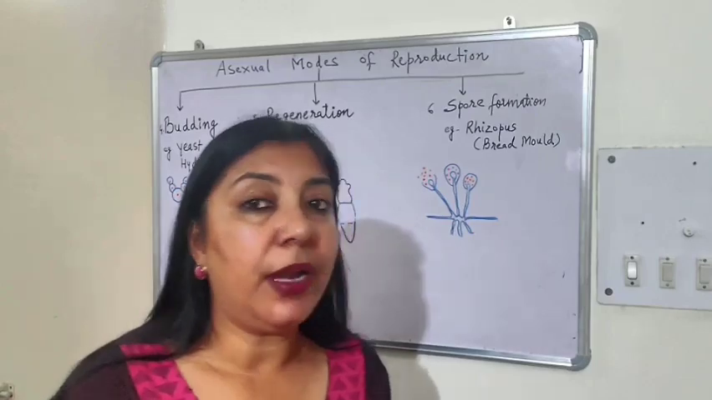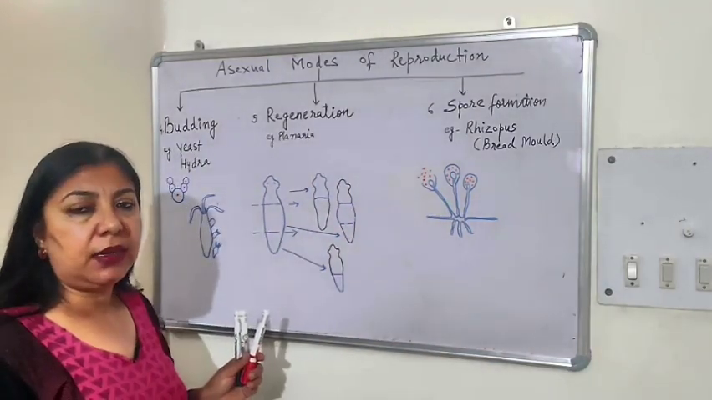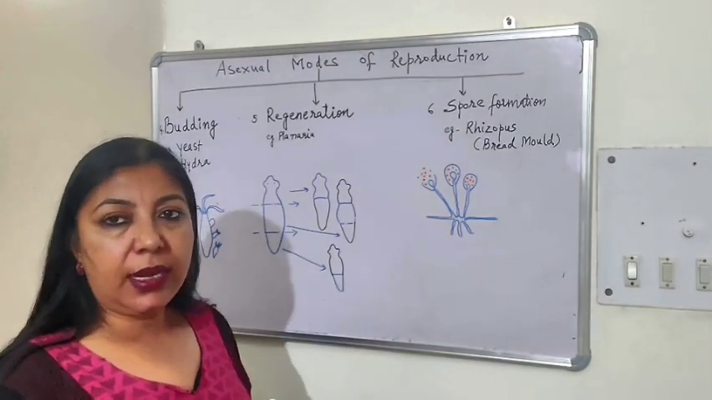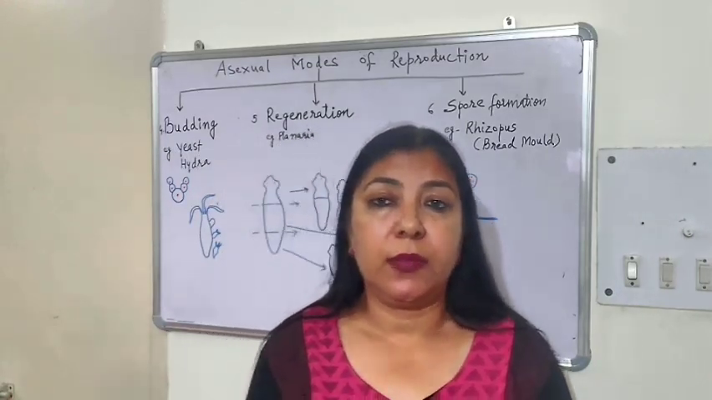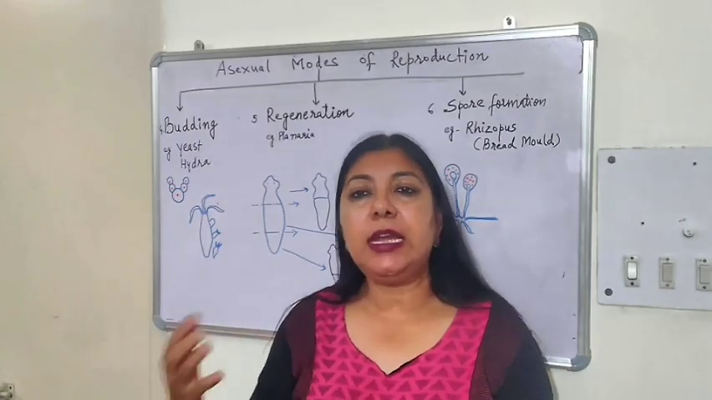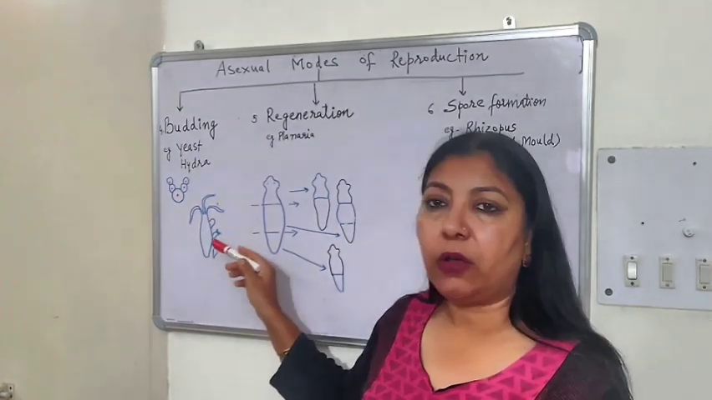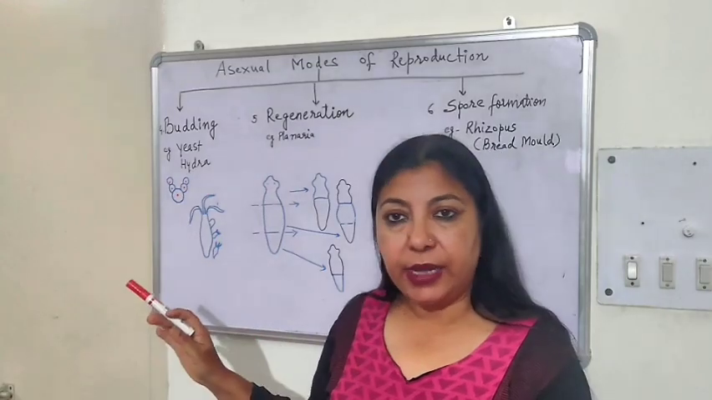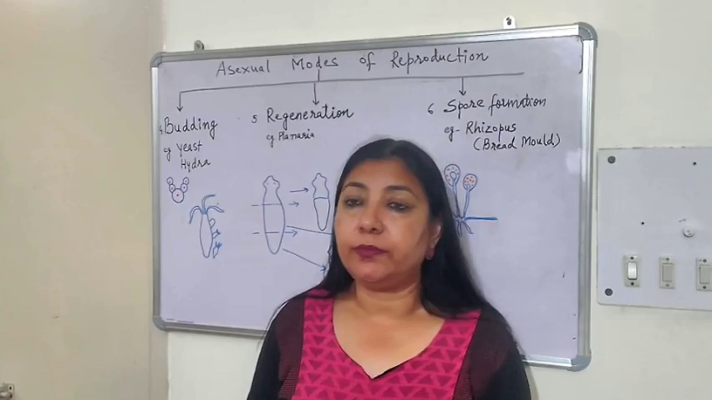Next process is budding. This budding is very commonly seen in yeast and hydra. These organisms start growing some outgrowths on their body, and when these outgrowths detach from them, they develop into new organisms. Same way in case of hydra also. When the outgrowth grows in size and detaches from the parent body, it develops into a new organism.